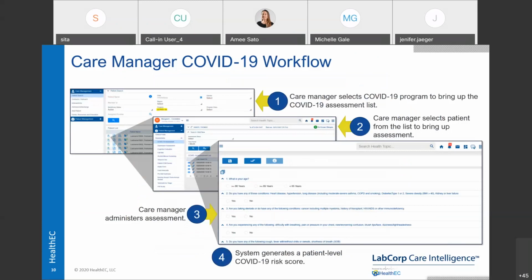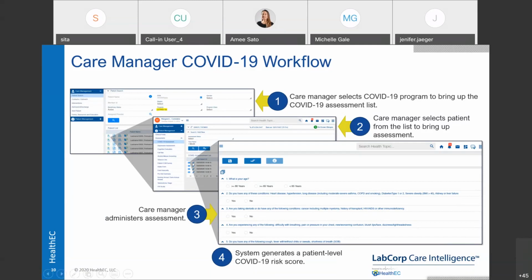So this next one is, if we were to have a demo, you'd be able to see me just popping into each of these screens. But here's a snapshot looking at what the care manager would see when she or he logs in, and that's the first box on the bottom there. And the highlight, there you go, this is the yellow highlight, which is the COVID-19 program. So when the care manager logs in, they can select a program for COVID-19, and all attributed members that have been identified as high risk will pop up on their dashboard right there at the bottom.